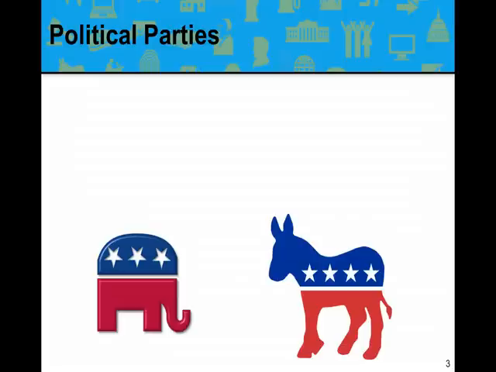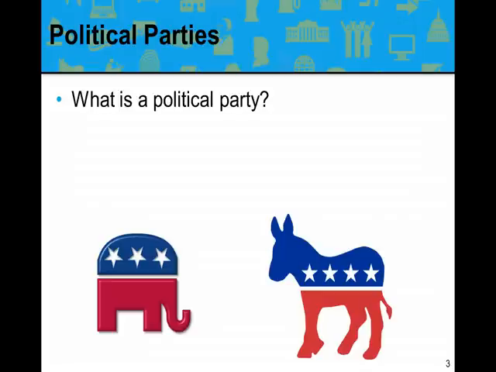So what is a political party? One way to think about a political party is that it's an ongoing coalition of interests joined together in an effort to get its candidates for public office under a common label. Okay, so that's just one definition. A political party is an ongoing coalition of interests joined together in an effort to get its candidates for public office under a common label.